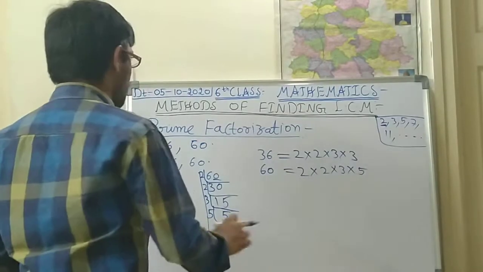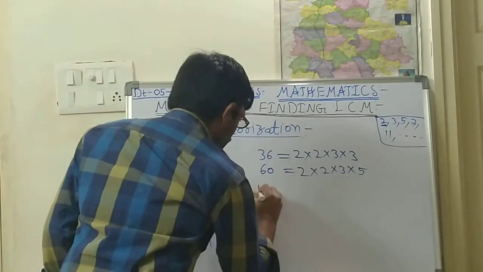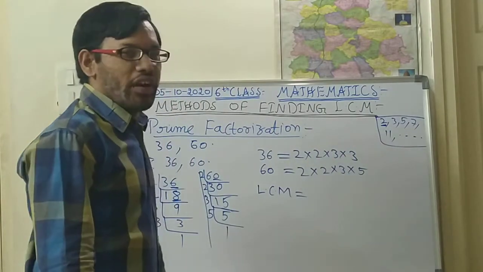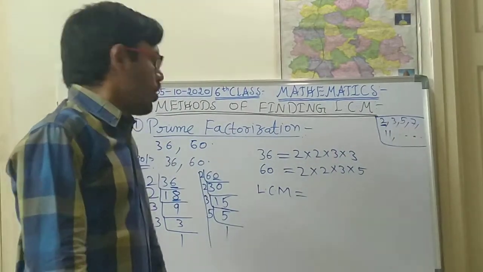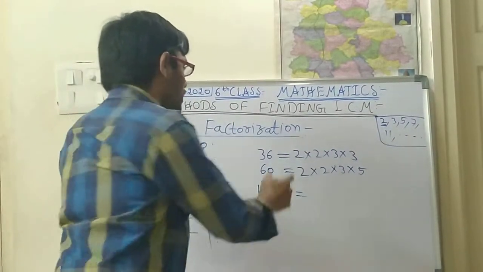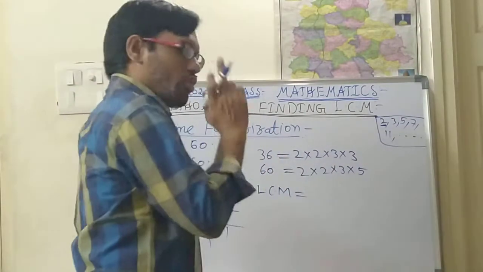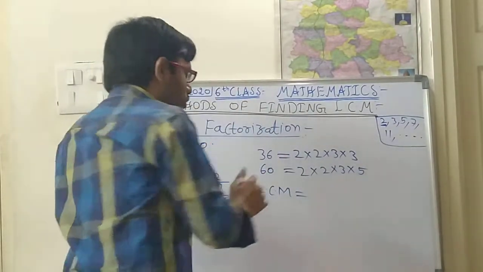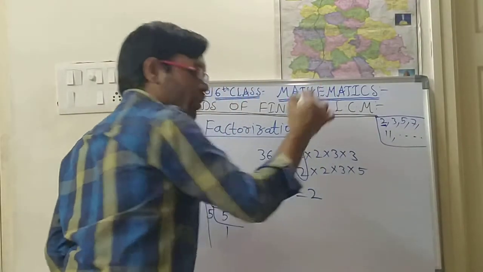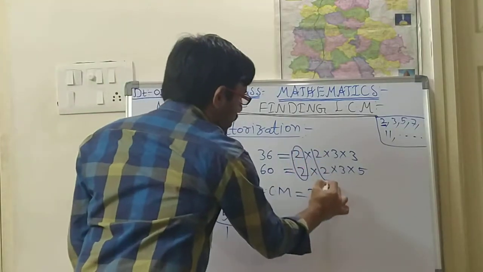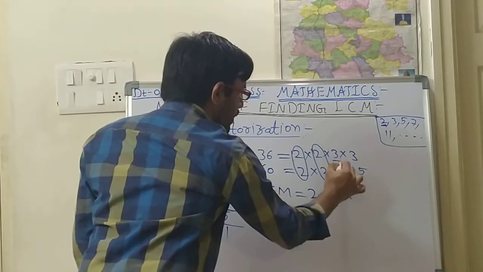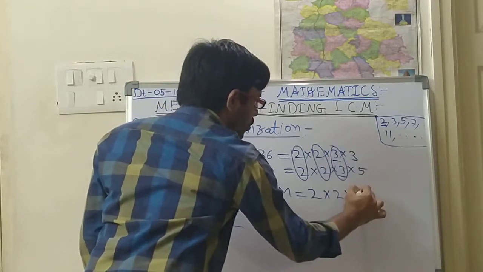Now what you should take: LCM is equal to, first of all, you identify the common prime numbers which are there in the two numbers. If there are any common numbers, you write only one, same as in HCF. So here 2 and 2 are common, so I am taking one 2. Again here 2 and 2 are common, so I am taking only one 2. Here 3 and 3 are common, so I am taking only one 3.